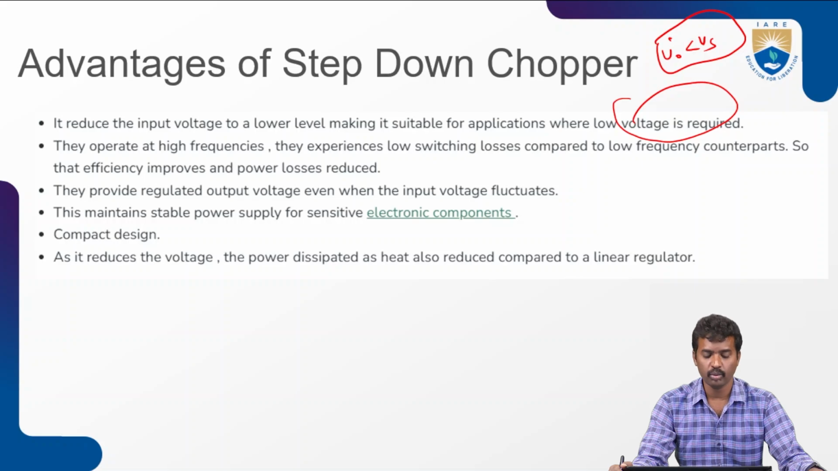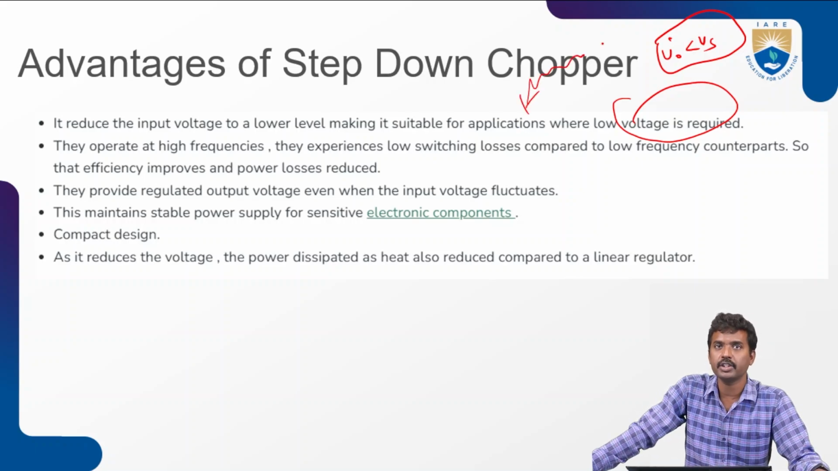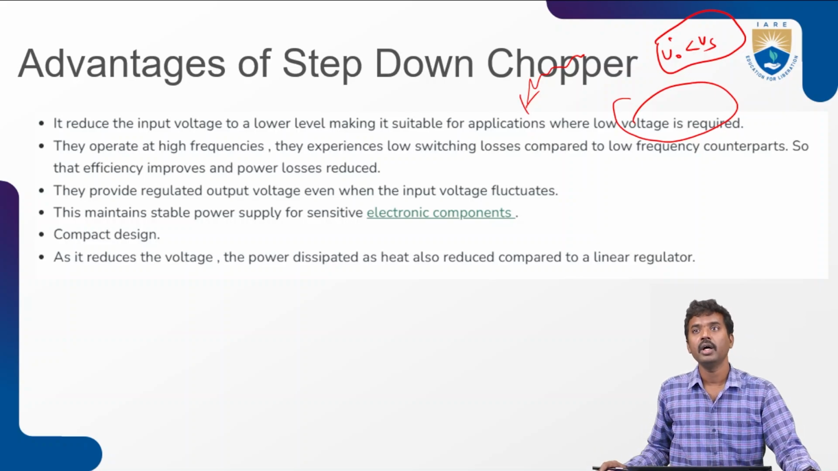And next, it provides a regulated output voltage even when the input voltage fluctuates. So if the input voltage fluctuates, it will provide a constant output voltage. It maintains a constant power supply for sensitive electronic components. And next, compact design, and it reduces the voltage. Next, power dissipated as heat also reduces as compared to the linear regulators.